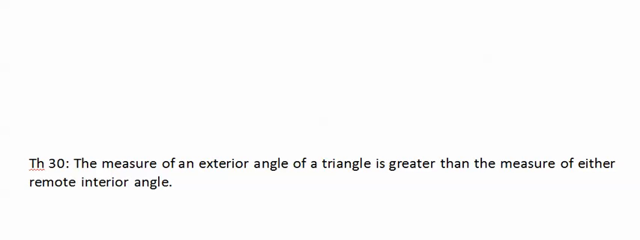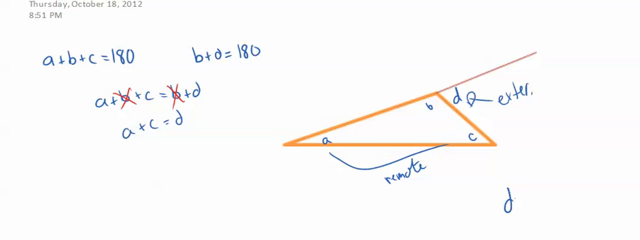That brings us to our first theorem. The measure of an exterior angle of a triangle is greater than the measure of either remote interior angle. So looking back at our diagram, angle D is greater than angle A, and angle D is also greater than angle C.